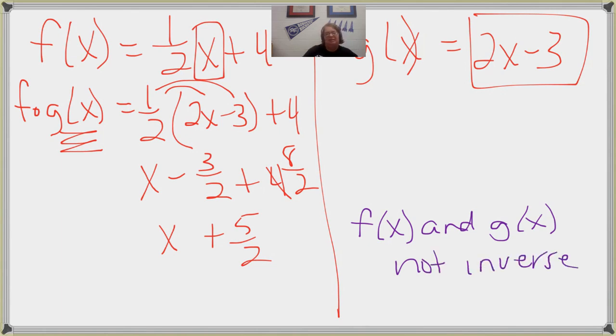And we know that because this didn't cancel. We don't even have to do the other side, because for them to be inverses, both sides must work. So as long as you've done this one correctly, and they didn't cancel out, then you're finished. Okay?